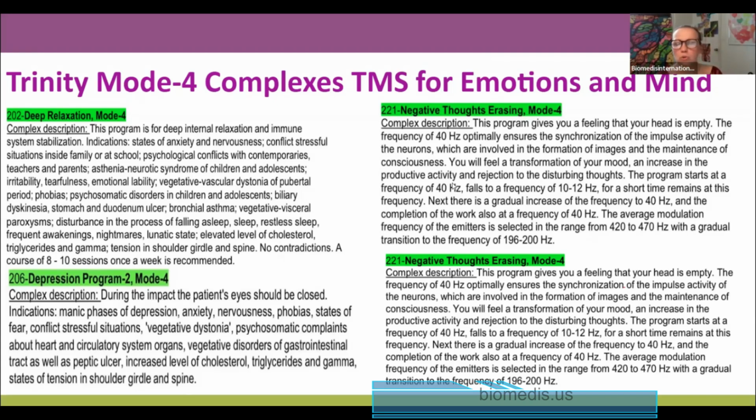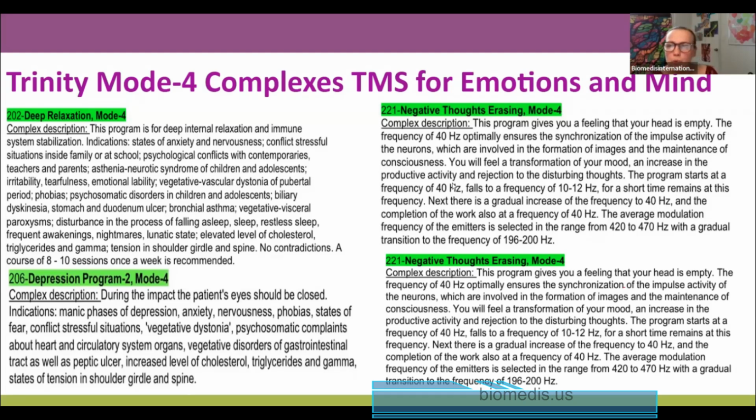Some of them you need to close your eyes. Some of them you need to do the therapy with the open eyes. Read the descriptions before you do the depression complexes, because I put the depression program 2, which is very commonly used. It's for depression, anxiety, nervousness, phobia, fear, conflict, stressful situation.